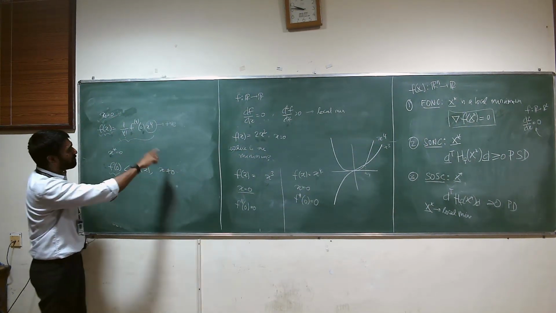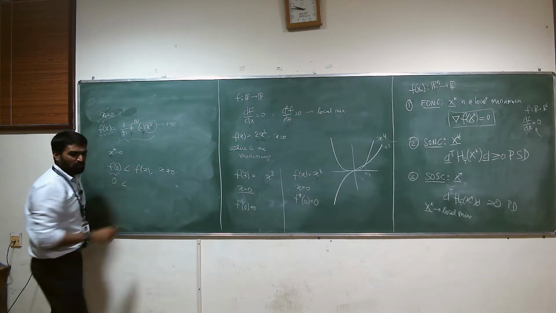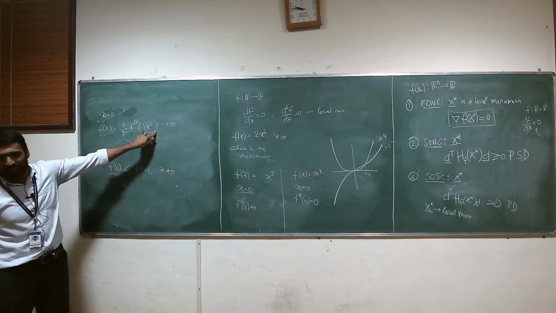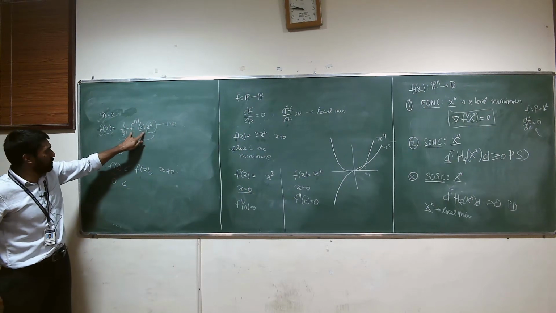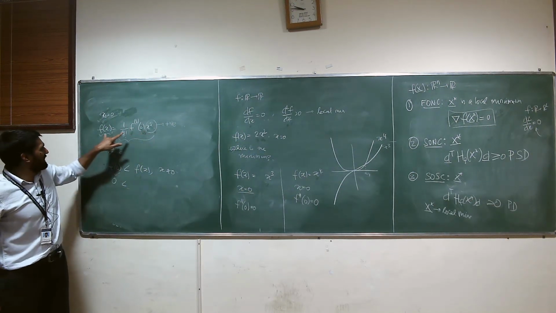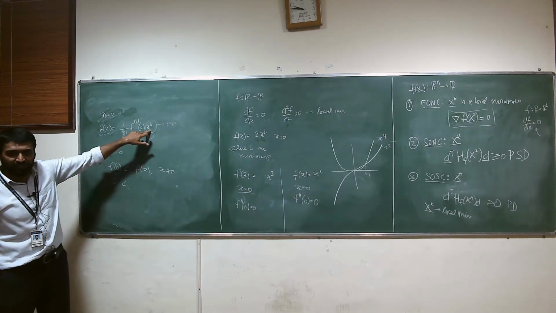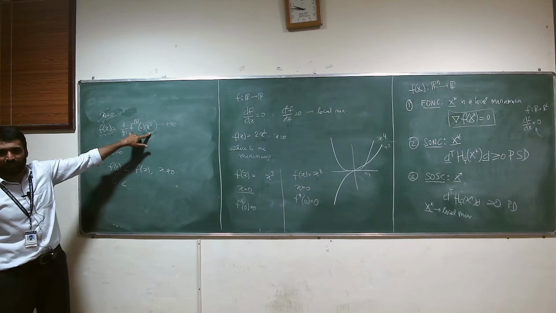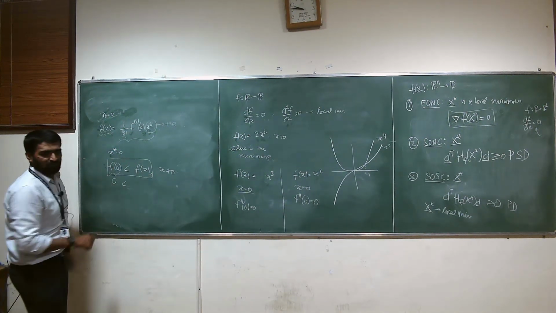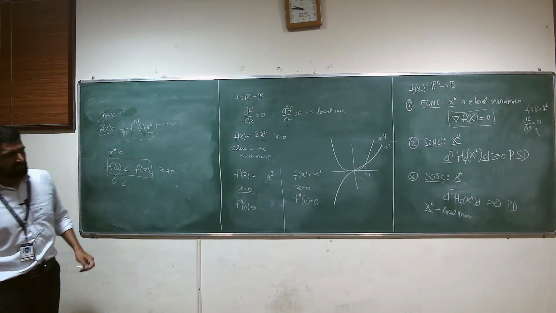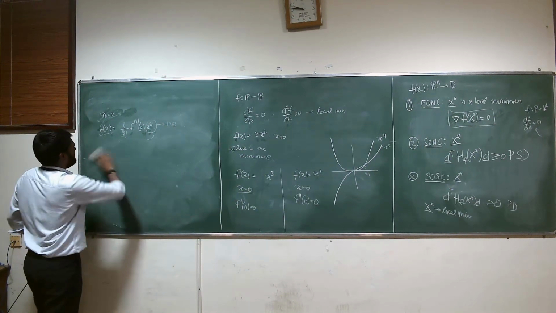The same argument will not apply for x cube, because this would be the third derivative term. Because this term is not guaranteed to be positive always. Right? If you choose positive values of x, and if this is positive, then values of f of x are greater than f of 0. But if you choose negative values of x, then this is a negative quantity. That means it's got a value lower than 0. That means the condition is not satisfied by all x's. Okay, that's why x cubed does not have a minimum at x equals 0. Okay.